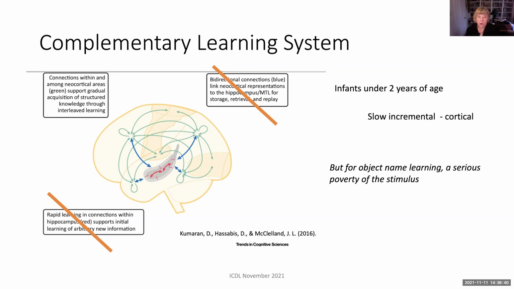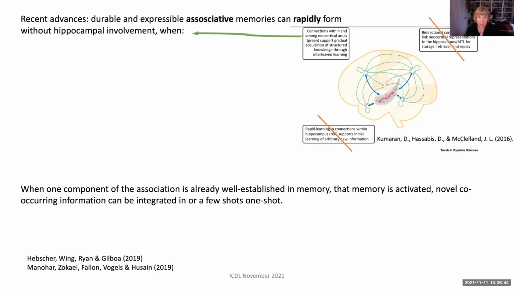However, work on cortical learning has advanced markedly in the last few years. What we know now is that cortical learning without hippocampal involvement can rapidly form memories when they involve an incrementally formed, well-established memory, let's say of the visual objects. When that memory is reactivated, new information that co-occurs with it is rapidly integrated in few shots or one shot. This phenomenon of rapid integration of new associates without hippocampal involvement is incredibly well documented in mammals. As far as I know, nobody's looked at it in human babies, but it is now well documented in mammals in general.